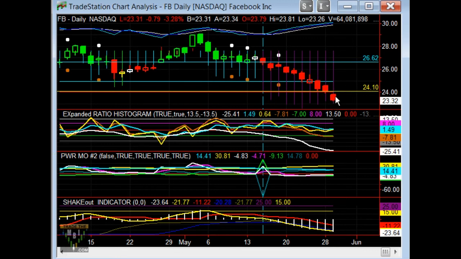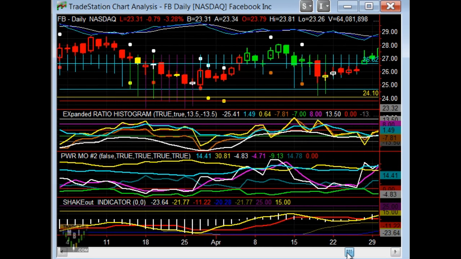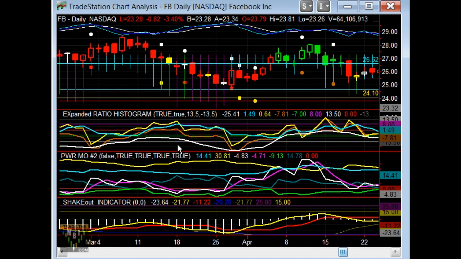We won't know that because some of these can start to reverse and just take off, particularly when you're dealing with an event that's been orchestrated like this. And like I said, what we're looking for will be either the orange or yellow to dip below the expanded ratio histogram white, and that just keeps moving further and further down. I don't think in its history, what's the number here?